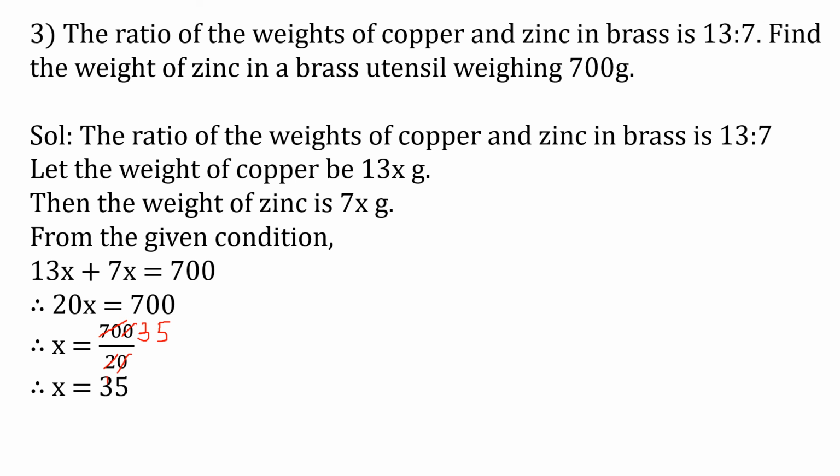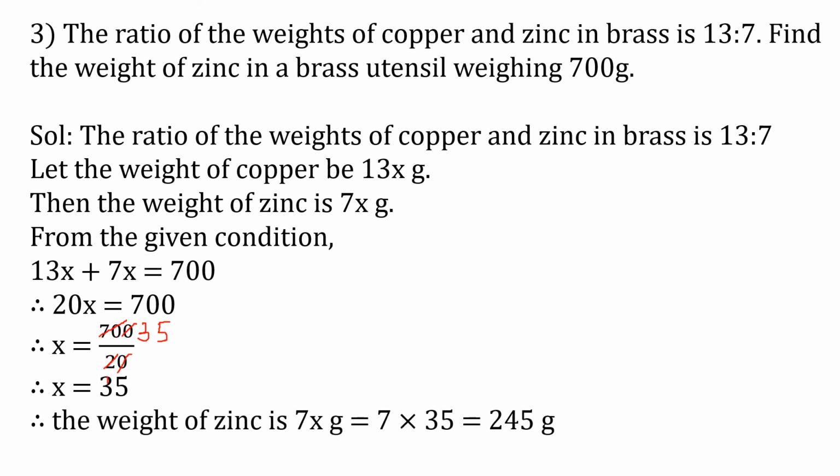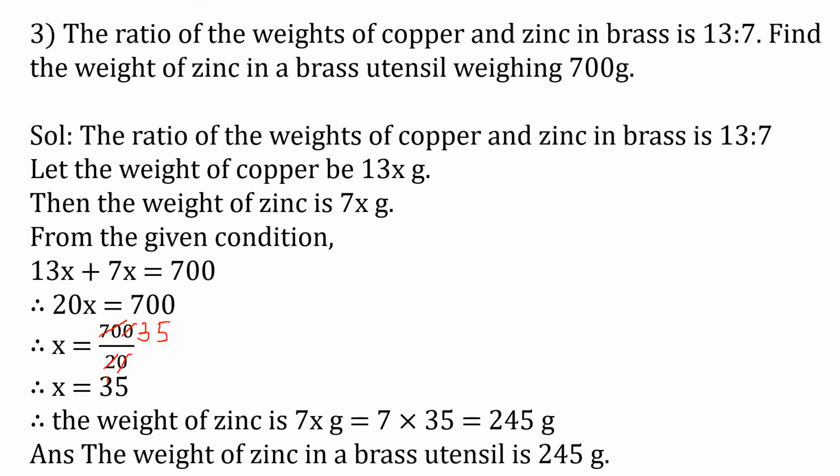Now you need to find, student, the weight of the zinc in the brass utensil. So the weight of zinc is 7x, given. So the weight of zinc is 7x gram, that is equal to 7 into 35. So you'll multiply 7 into 35, you'll get the answer as 245 grams. So the final statement you have to write down. Answer: the weight of zinc in a brass utensil is 245 gram.